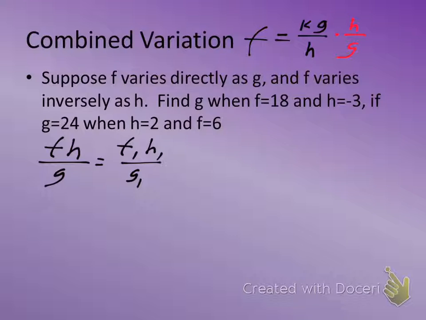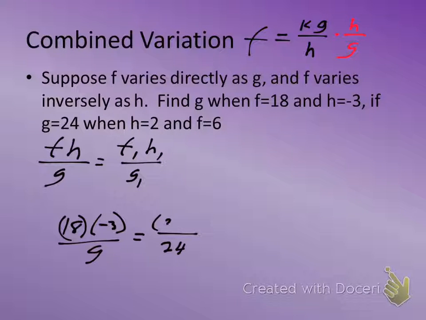So suppose f varies directly as g, f varies inversely as h. Now we have that here. Find g when f equals 18 and h equals -3. So we have 18 times -3 over g, if g equals 24 when h equals 2 and f equals 6.